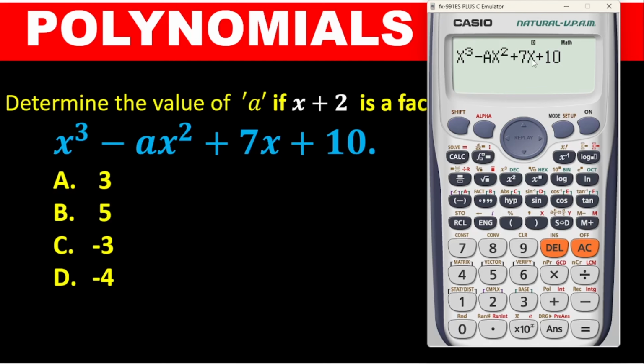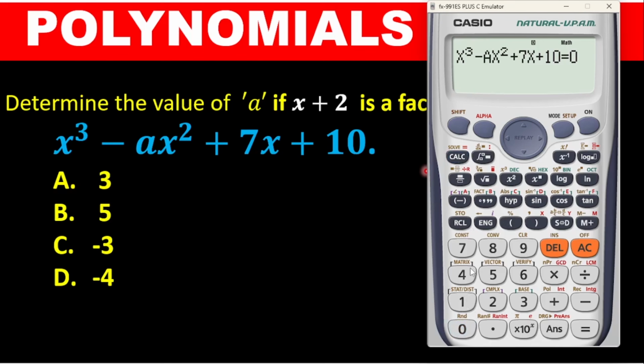The next thing to do is that because x plus 2 is a factor, that means when we put it into this function, we are going to get 0. So remember to equate the function to 0. To do that, you press alpha and then you press the equal sign just below the shift button. So I press it, I have it, and then it is equal to 0.